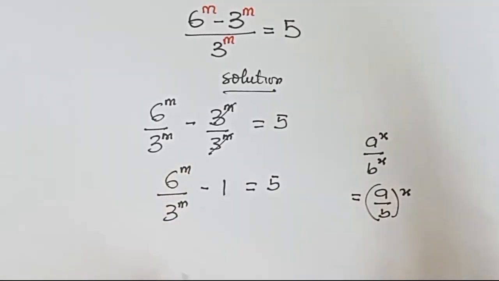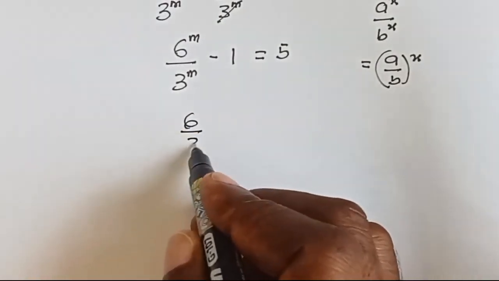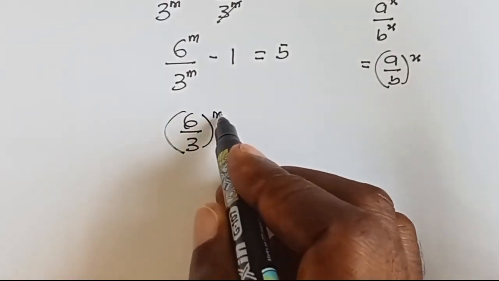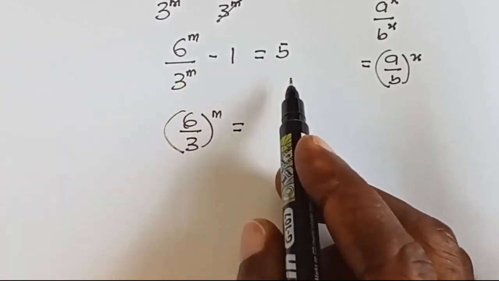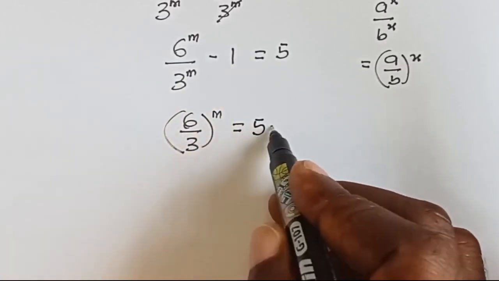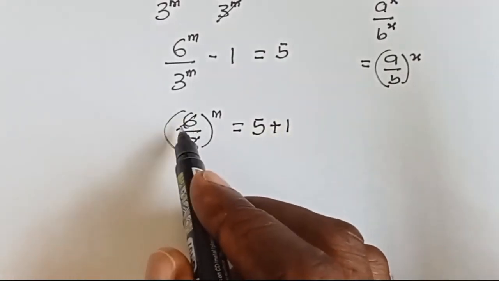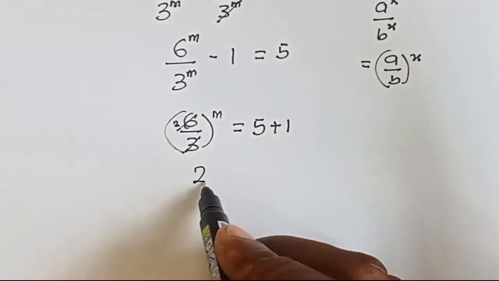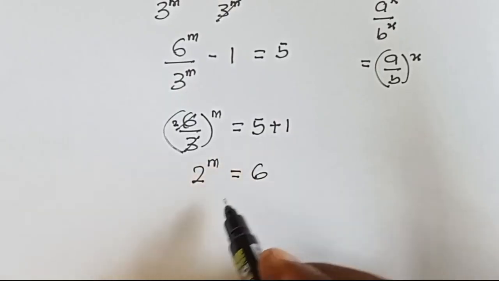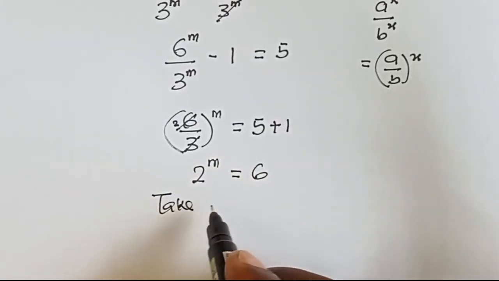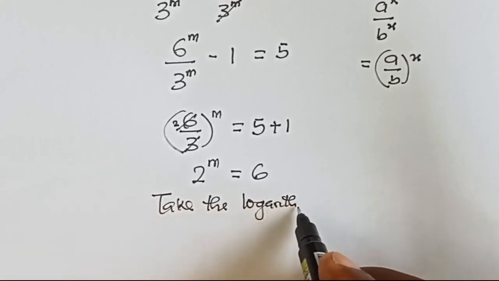So this becomes 6 raised to power m, that is 6 over 3, everything raised to power m, equals to, we take this minus 1 is a constant to the other side and becomes 5 plus 1. All right, now 6 over 3 is 2, so we have 2 raised to power m equals to 5 plus 1 is 6. Now let's take the log of both sides, take the logarithm of both sides.